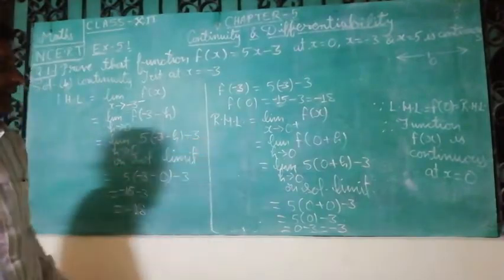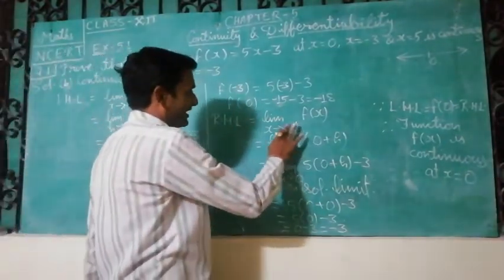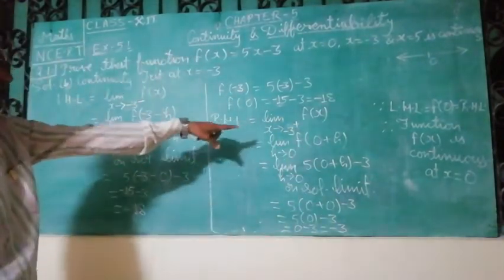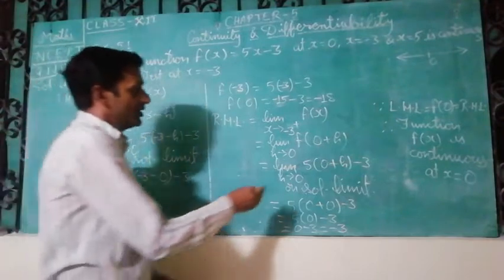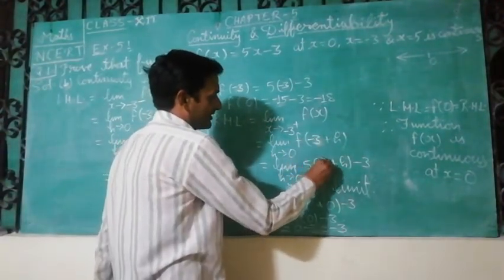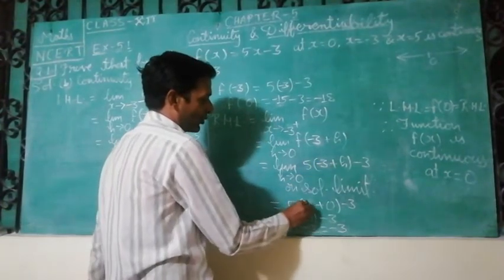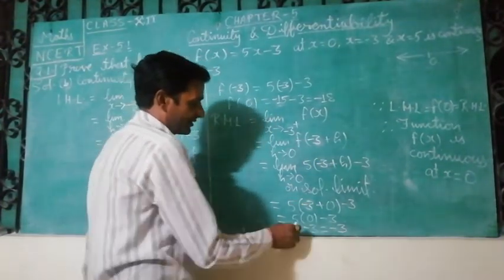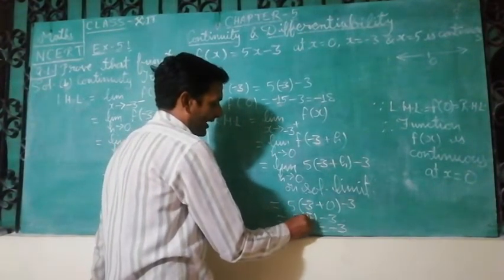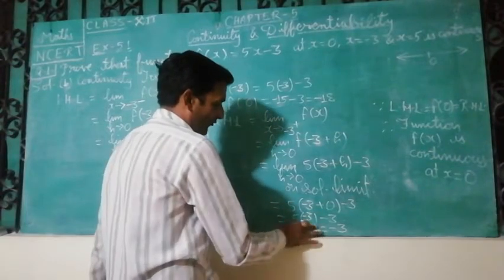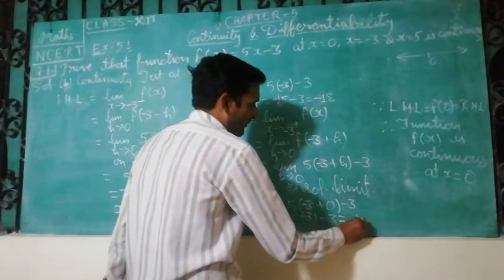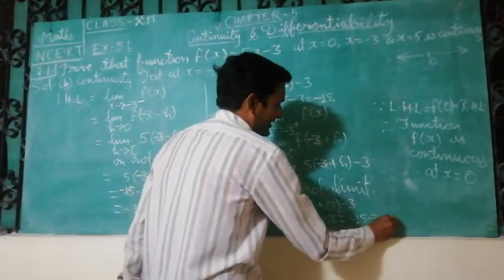Now the right hand limit. So here also we have to mention -3 plus, because here it is right hand limit. So -3 plus. At this point we have to check. So here we have to write -3 plus h. So here it will become -3 plus h, and then -3 plus 0. So -3 plus 0 means what is it? 5 into -3 minus 3. So 5 into -3 will be, see how we can solve it? -15 minus 3, that is equal to -18.